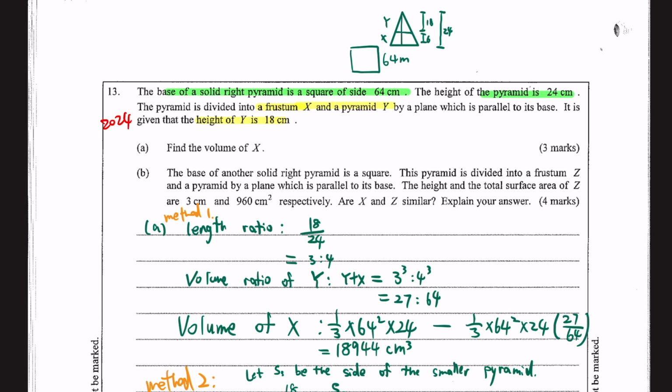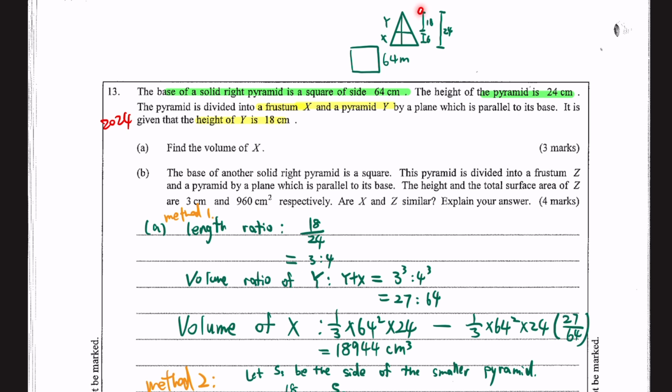2024's paper. In this question, we have a pyramid. So it has a square base, and the height of this pyramid is 24 cm. It is now cut into a frustum x and the pyramid y. So this pyramid here is cut into a smaller pyramid and the frustum. And given that the height of y is 18, it means that x has the height 6. Okay. So first, find the volume of x.